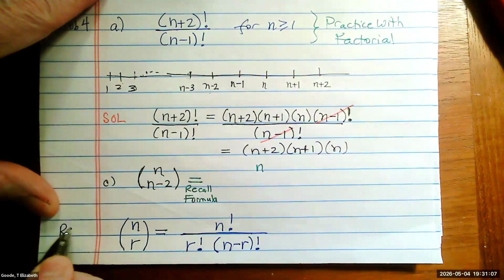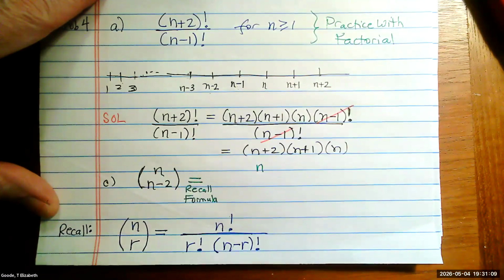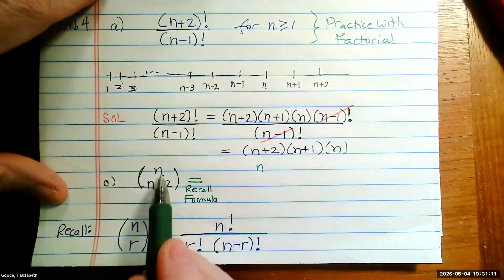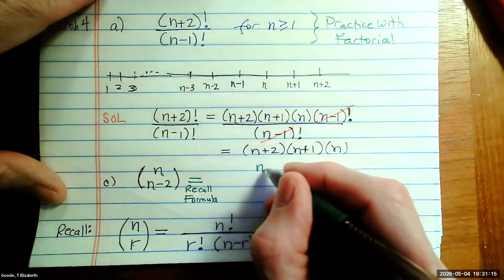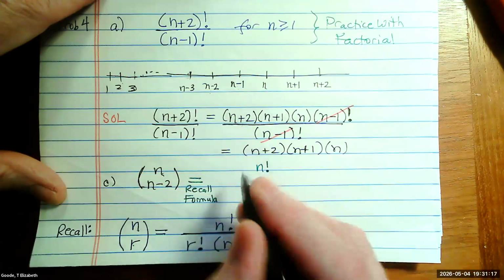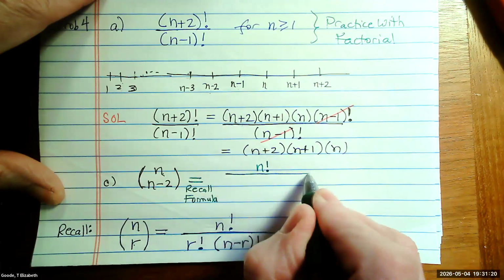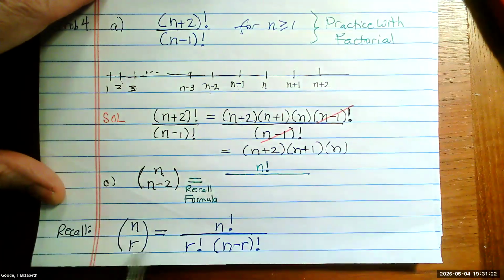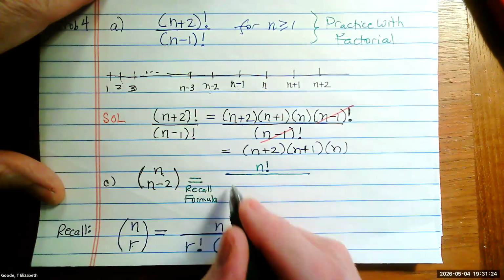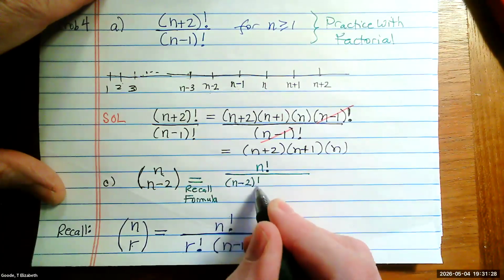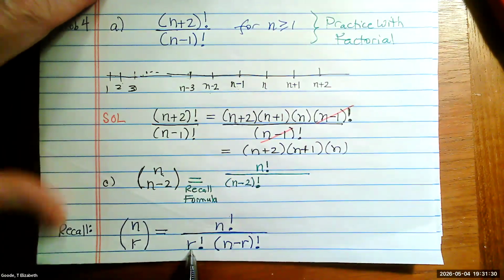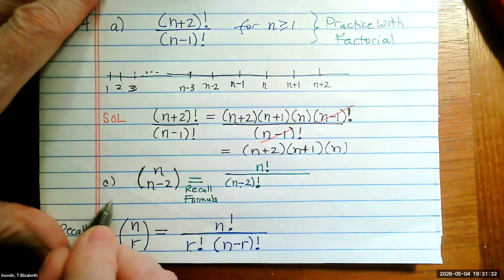So here, the n is on top, but our r is n minus 2. So on the top, we have n factorial, right? On the bottom, our r is n minus 2. So r factorial is n minus 2 quantity factorial. That's our r factorial, right?